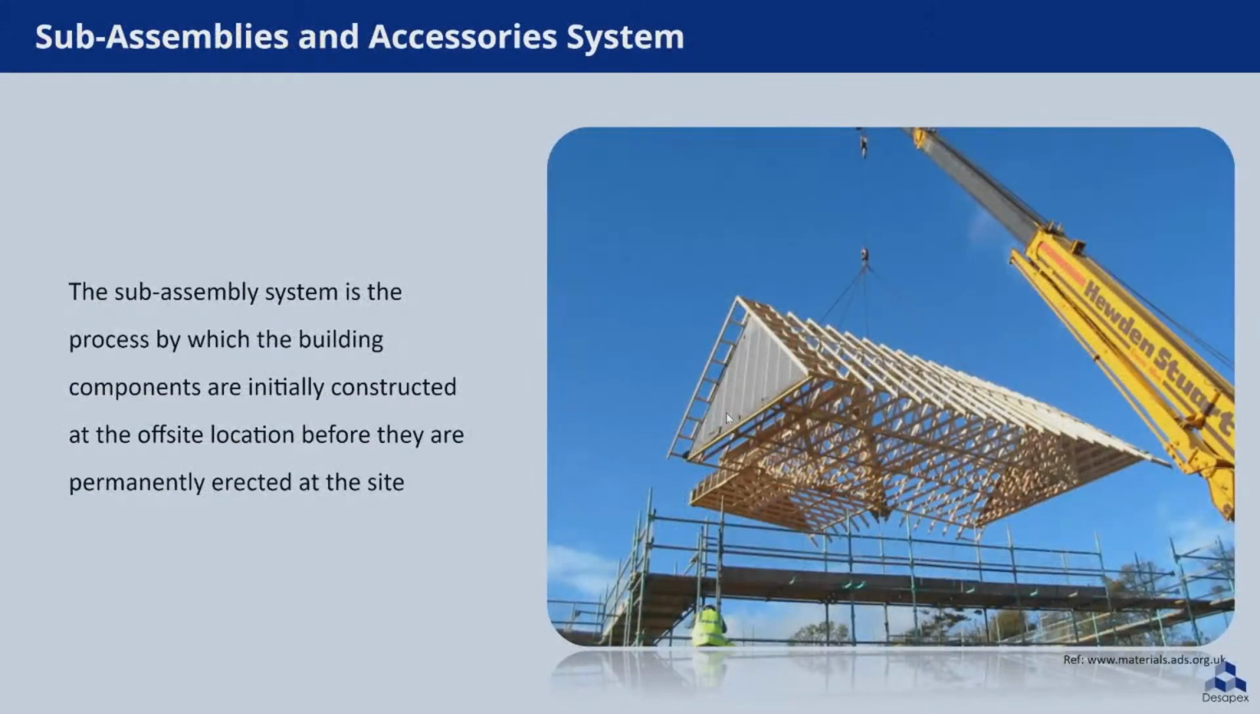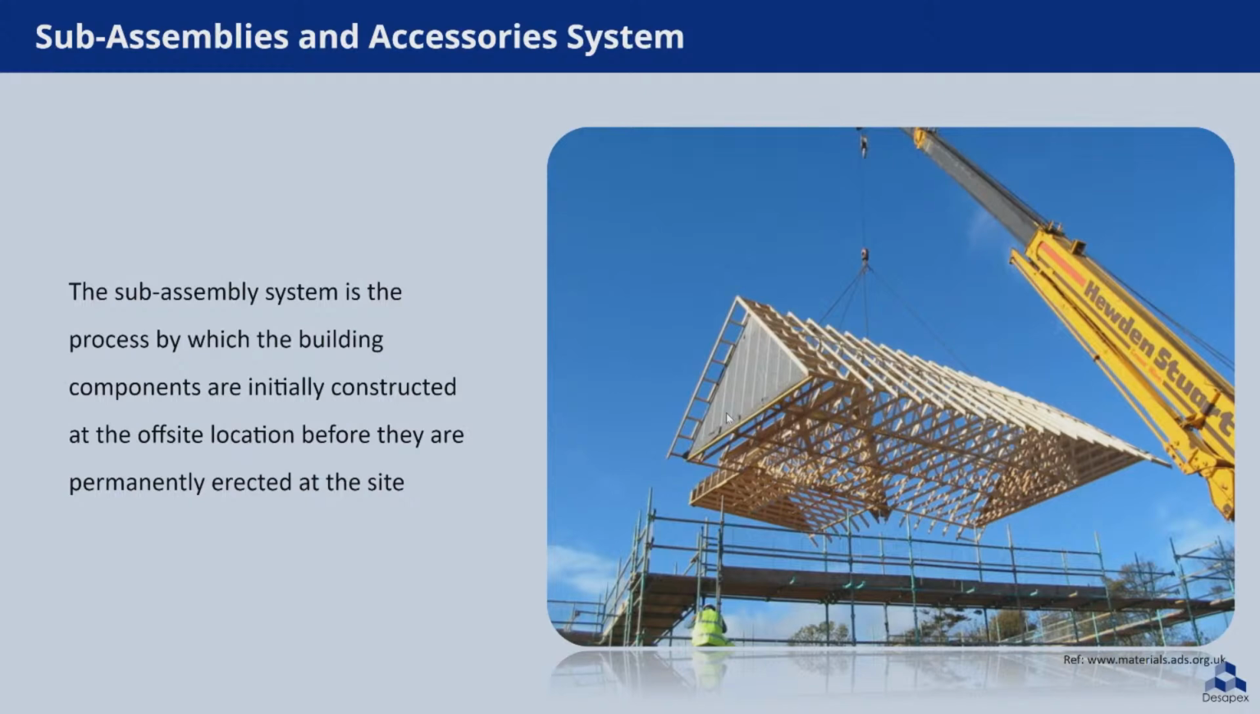Next one is sub-assemblies and accessory systems. The sub-assembly system is the method through which construction components are initially built off site before being permanently assembled on site. Building components, materials, equipment, and prefabricated parts are examples of these aspects. This method of construction entails the production of minor building components such as roofs, trusses, floor pipes, staircases, precast concrete beams, and columns. Prefabricated foundations, floor cassettes, and roof cassettes comprise the subassembly system.